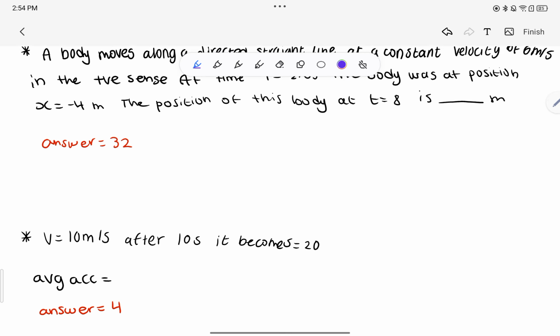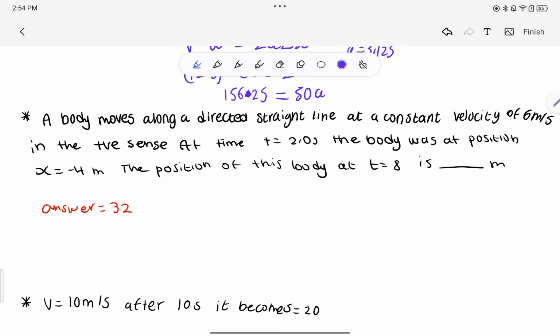They want the position of the body. Okay, here. A body moves along a directed straight line at constant velocity of 6 meters per second in the positive sense. At time t equals 2, the body was at position x equal to -4. The position of the body at t equals 8 is how many meters? Okay.